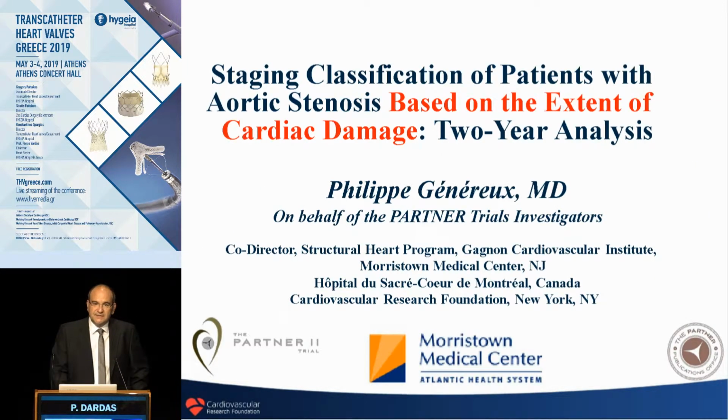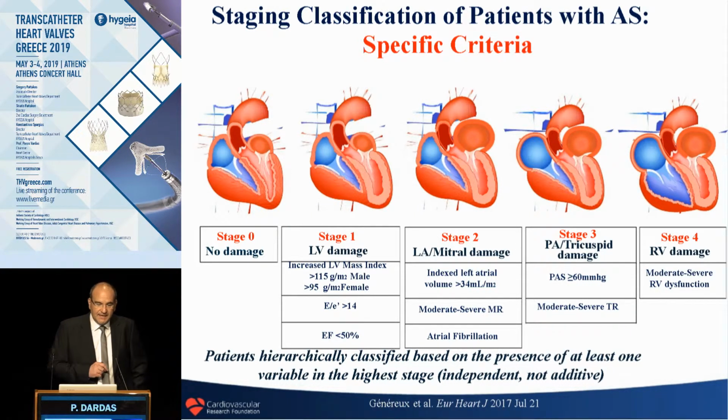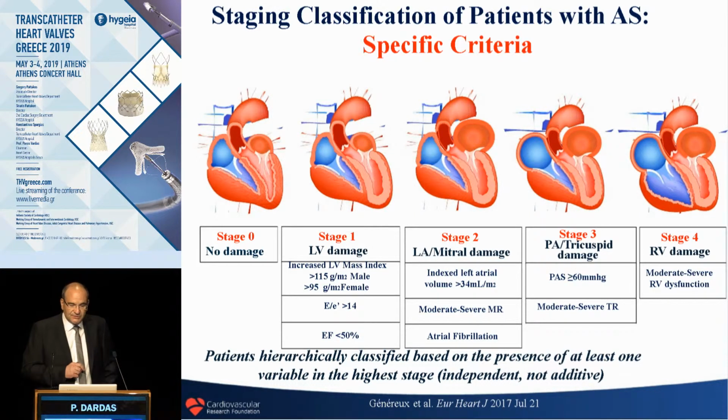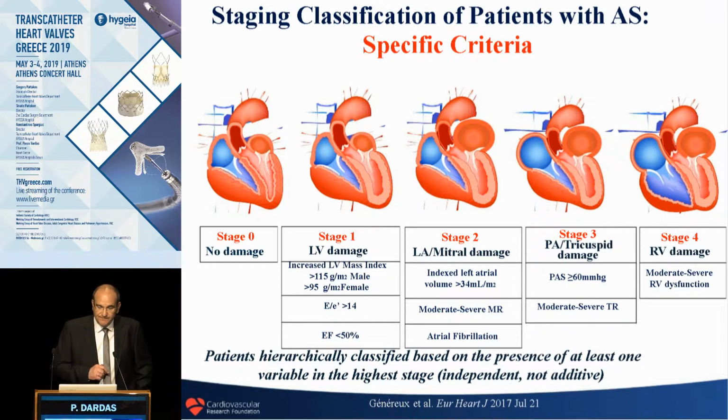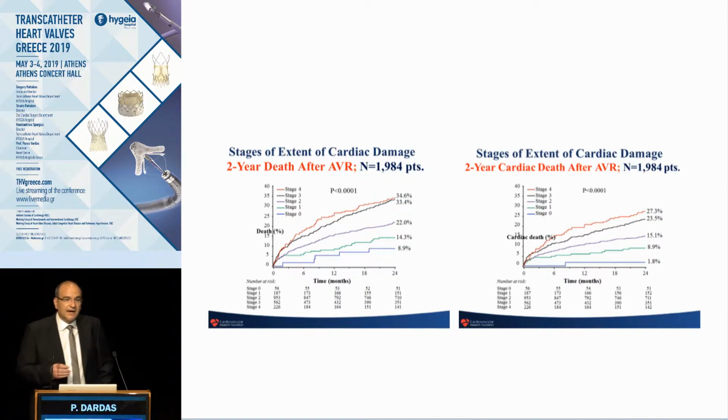And very recently, there is a new staging of aortic stenosis, not based on the aortic severity as such, but based on the extent of cardiac damage. So there are 5 stages. Stage 0 is just pure aortic stenosis without any other cardiac damage. Stage 1, when we have LV damage. Stage 2, when we have mitral damage, mitral regurgitation, and big LA. Stage 3, when we have tricuspid damage and pulmonary hypertension. And stage 4, when we have RV dysfunction. And the more advanced the stages, the higher the mortality is, and also the higher the risk during the procedure.